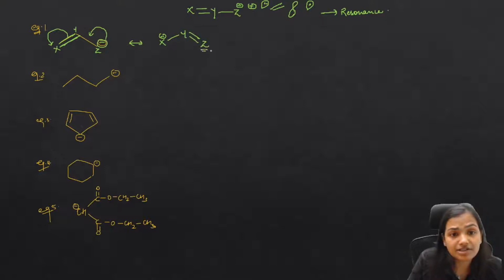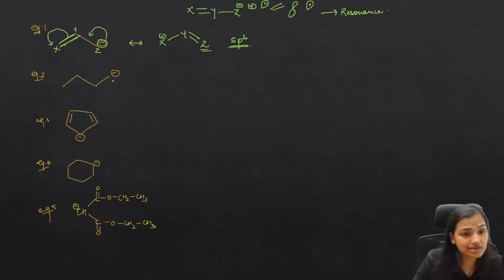What will be the hybridization for this species? Okay, I put Z. What will be the hybridization? This will become sp2. This carbanion is sp2. Here, is there any resonance? No, there is no resonance. No resonance means its hybridization is sp3.